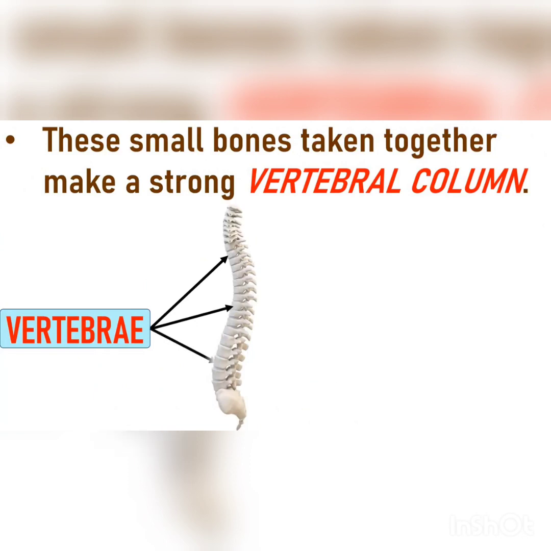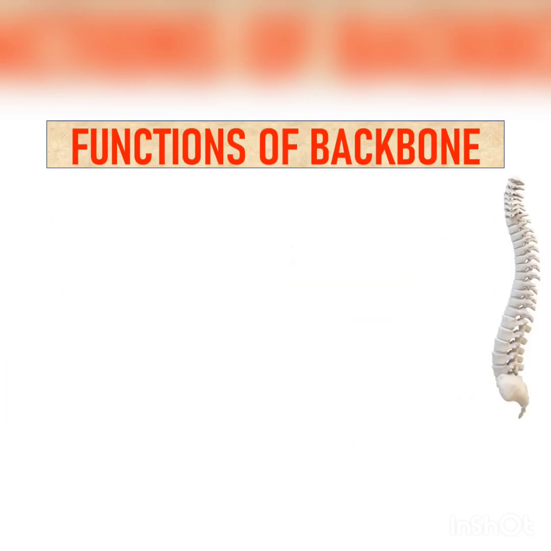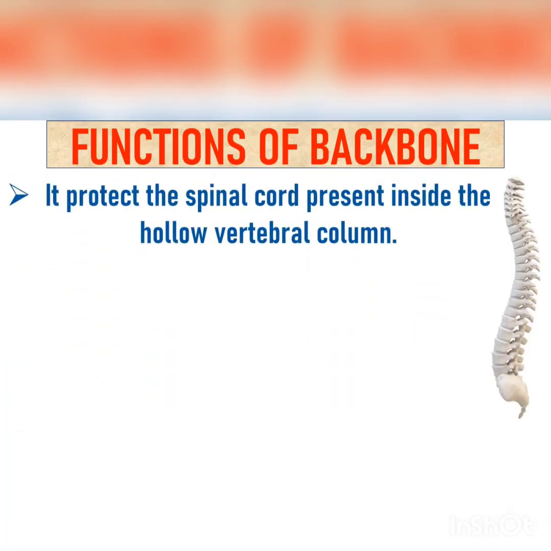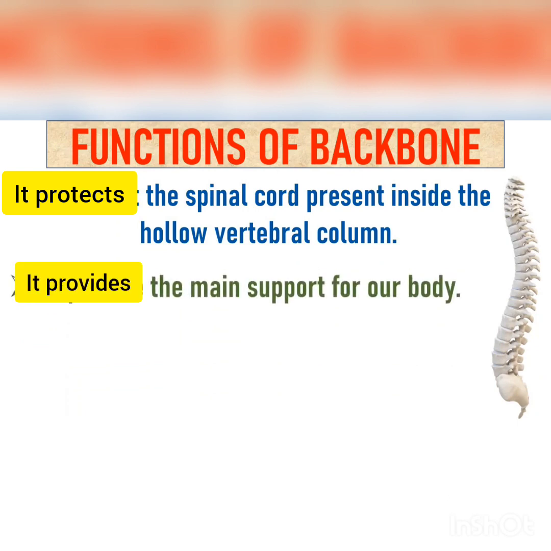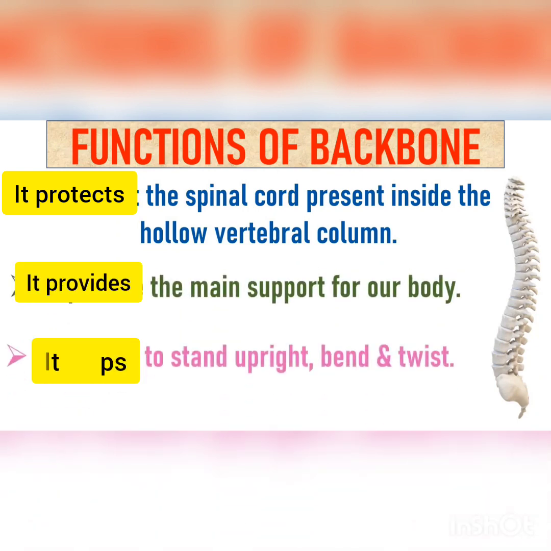These small bones form a strong vertebral column, and it protects the delicate spinal cord which passes through this vertebral column. This is also known as spine. Its functions are: it protects the spinal cord present inside the hollow vertebral column, provides support to our body, helps us to stand upright, bend, and sit.